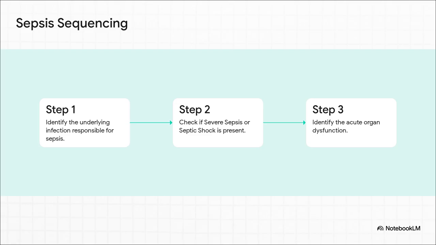It's like a puzzle. Step 1, you must definitively identify the underlying infection. Step 2, check if the documentation supports severe sepsis or septic shock. And step 3, you have to pinpoint the exact acute organ dysfunction, like acute kidney injury or respiratory failure, that actually makes the sepsis qualify as severe.